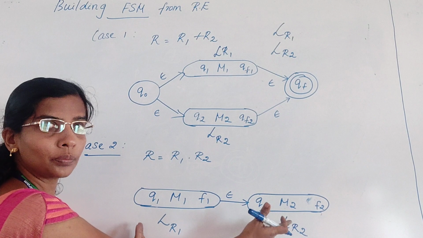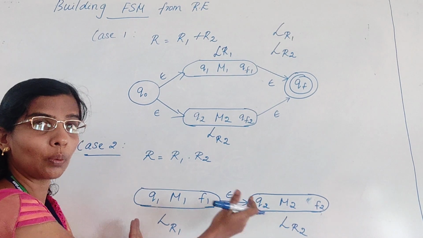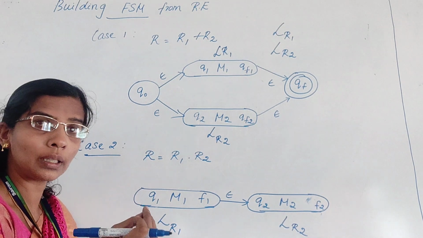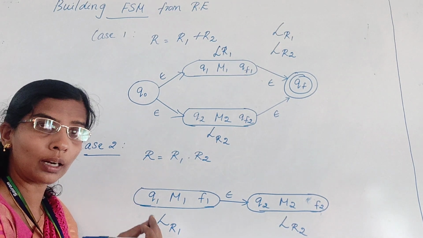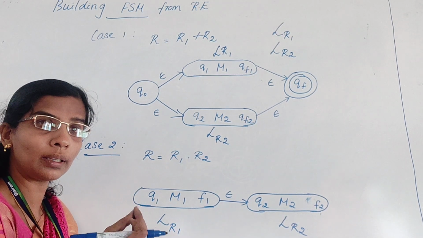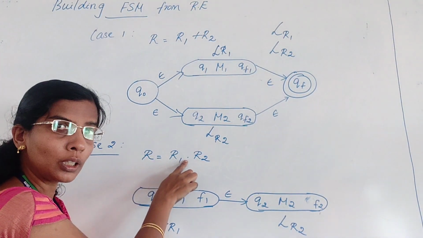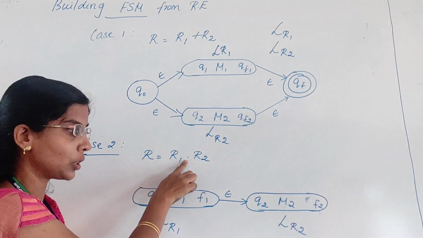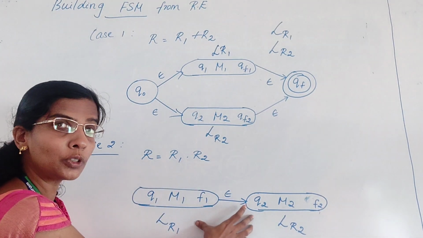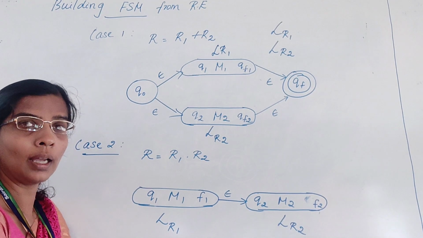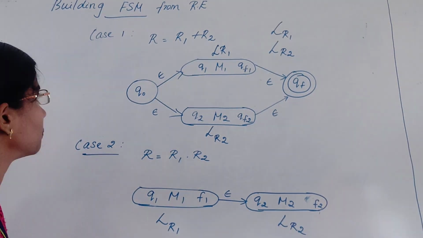This is how. Right, what are we learning? I will be having a regular expression, I have to obtain the corresponding FSM. So whenever you see a dot operator in your regular expression, this is how you have to represent it in your FSM. Right? Next, the third case.